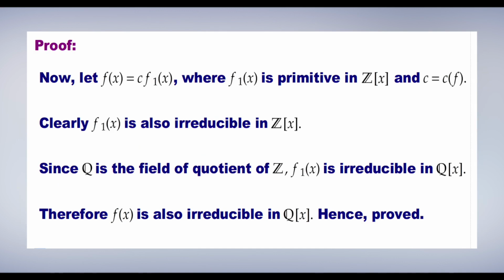Now, let f(x) equal c f1(x), where f1(x) is primitive in Z[x] and c is equal to the content of f. Clearly, f1(x) is also irreducible in Z[x]. Since Q is the field of quotients of Z, f1(x) is irreducible in Q[x]. Therefore, f(x) is also irreducible in Q[x], hence proved.